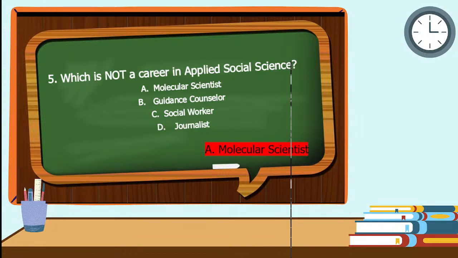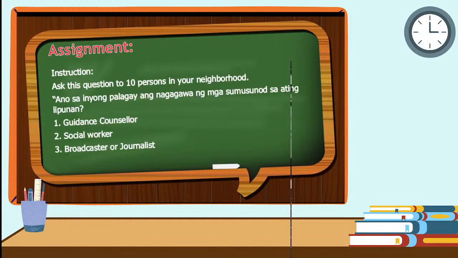Okay, you're doing good, guys. Congratulations. So for your assignment, here are the instructions. Ask this question to 10 persons in your neighborhood. So this is your question: Ano sa inyong palagay ang nagagawa ng mga sumusunod sa ating lipunan? Itatanong niyo ito sa mga guidance counselor, social worker, and broadcaster.